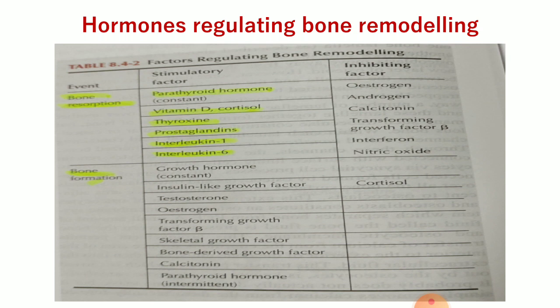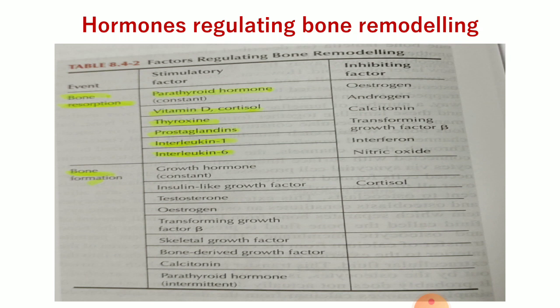Now these two processes, bone formation as well as bone resorption, are under the influence of different hormones. Bone resorption first is stimulated by parathyroid hormone, vitamin D, cortisol, thyroxine, prostaglandins, interleukin 1 and 6, whereas bone resorption is inhibited by estrogen, androgen, calcitonin, transforming growth factor beta, interferon, nitric oxide. Estrogen is one of the important factors which prevents bone resorption.